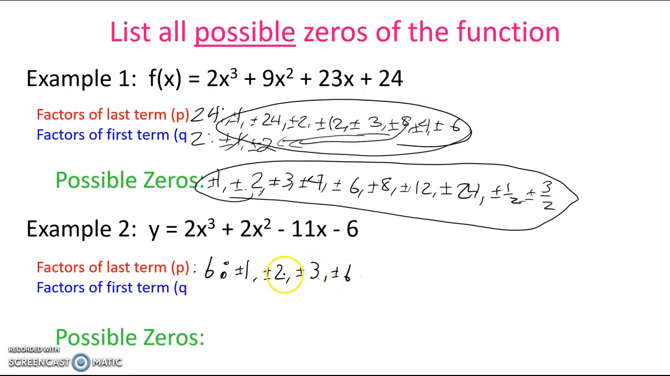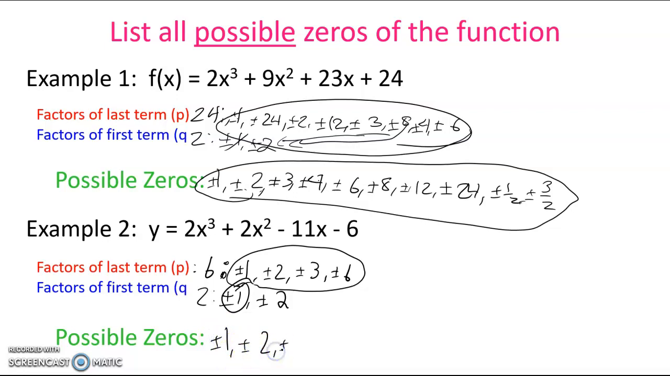1 times 6 is 6, 2 times 3 is 6. I don't think any other numbers work, all right? When I look at the factors of the first one, it's 2 again. I already know what those are. It's going to be plus or minus 1 and plus or minus 2. Now I'm going to take all of these numbers and divide them by 1, all right? And again, if I do that, they don't change. They stay as plus or minus 1, plus or minus 2, plus or minus 3, and then plus or minus 6, all right?